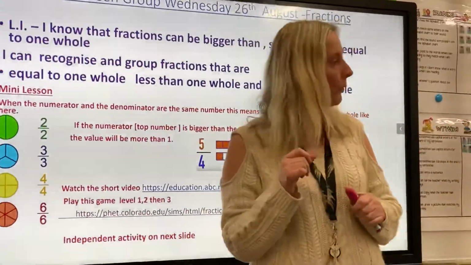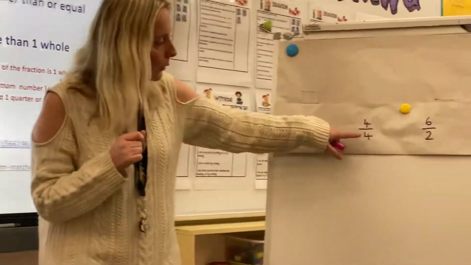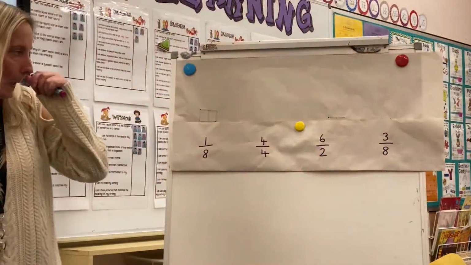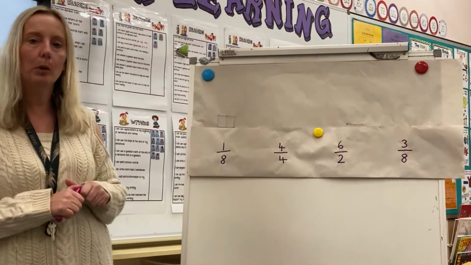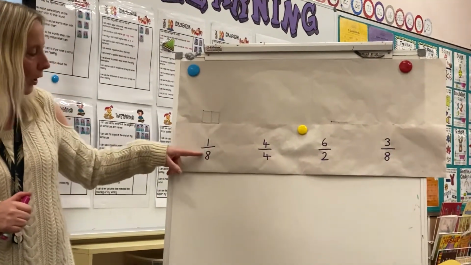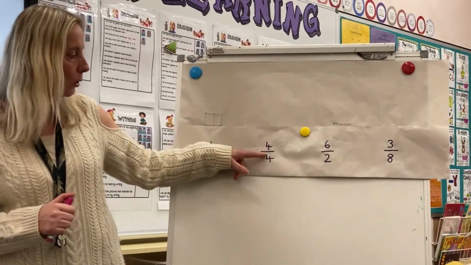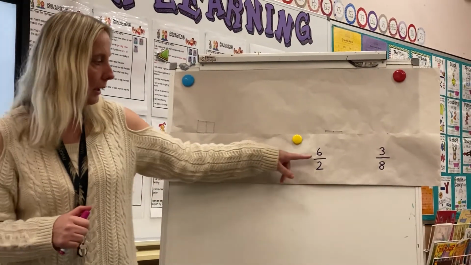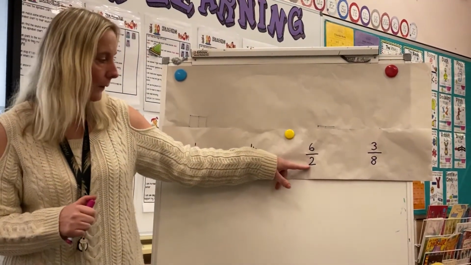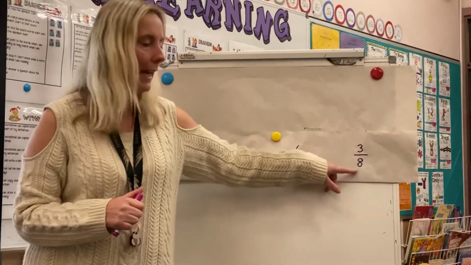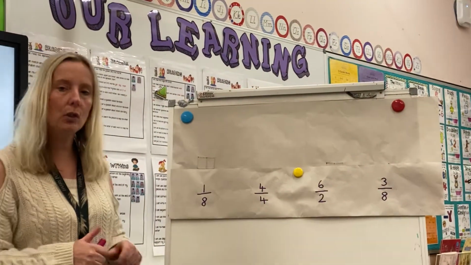So, first of all, over here I've put down 4 fractions. And I'm going to read them the way that you probably read them. 1/8, 4 quarters, 6 halves, 3 eighths. That's probably the way you'd usually read them.